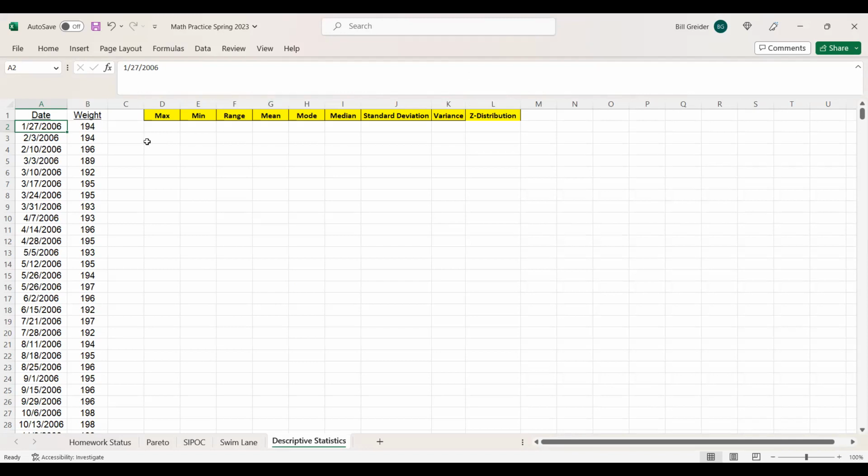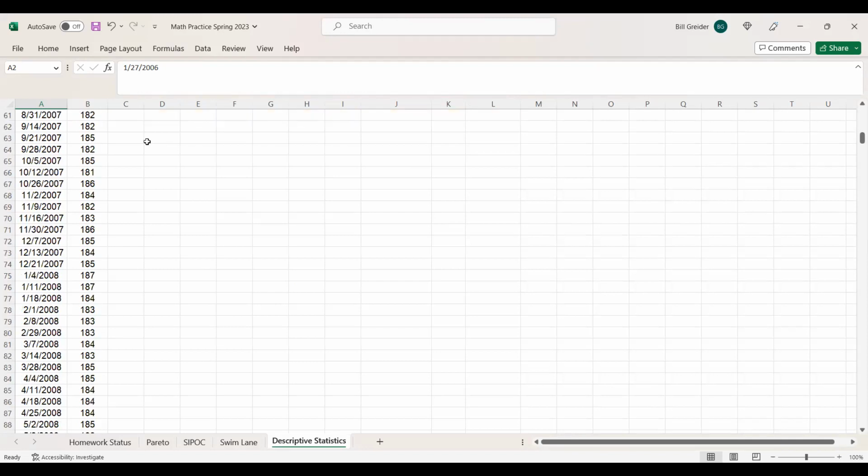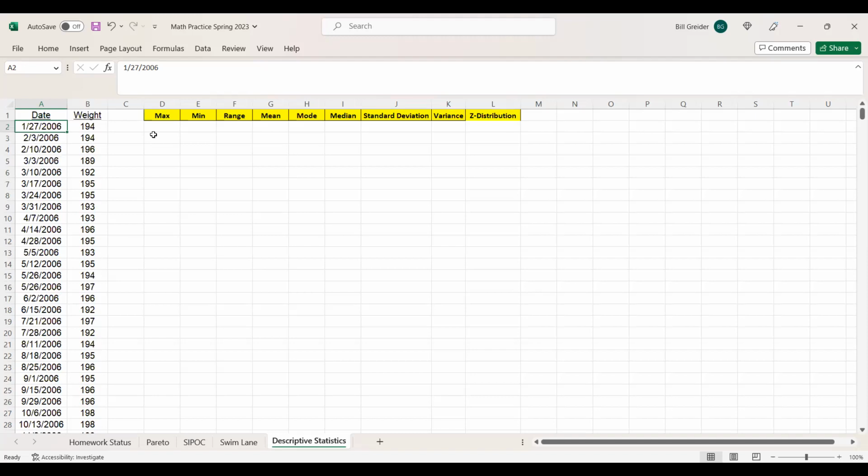So here's the data. I could probably look at it, but there's 775 pieces of data here. If I want to know what the maximum is, what's the most weight that I weighed, I'd have to go through 775. This could be 10,000 pieces of data. This could be 1,000. It could be 100. It doesn't really matter. It's all the same, because Excel makes it so easy.